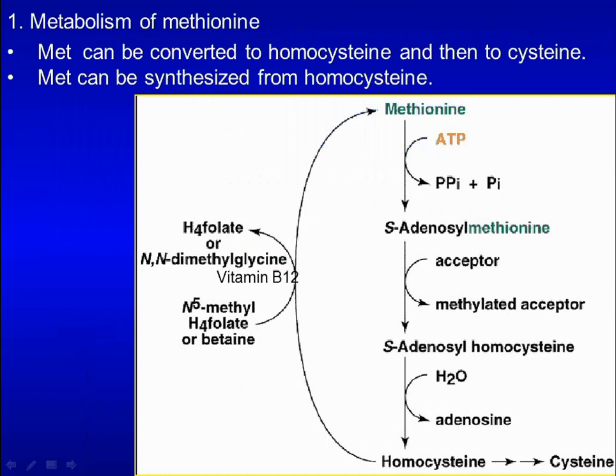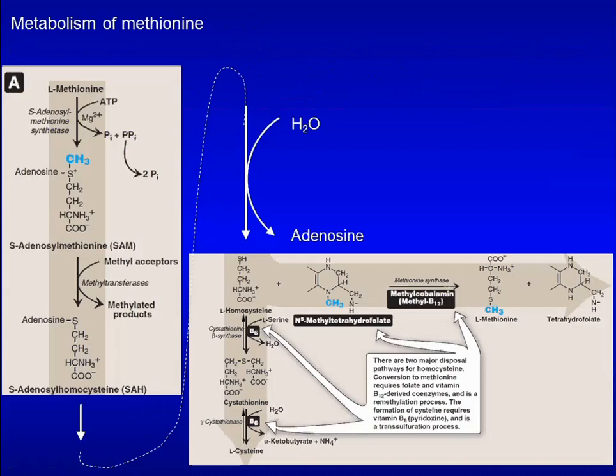First, let's look at metabolism of methionine. Methionine can be converted to homocysteine and then to cysteine. On the other hand, methionine can also be synthesized from homocysteine. Here, we will take a closer look at this pathway. Methionine is converted to S-adenosyl methionine, or SAM. SAM is a methyl donor.